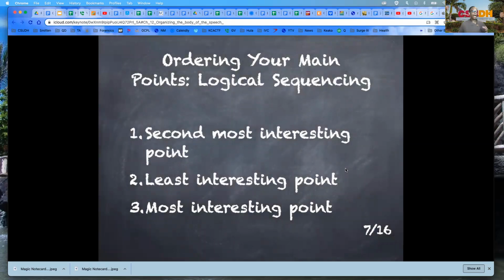Let's talk about how you can order your main points. Now, I want to be honest. There are some ways to organize your speech and your main points. Some of them make sense for certain things. Most of the times, we just pick things like this: logical sequencing, topical sequencing. Most of the time, we pick one of those 2. Sometimes another organizational model makes more sense, but most of the time it's logical or topical. I'm just going to be perfectly honest, so don't kill yourself thinking about that.